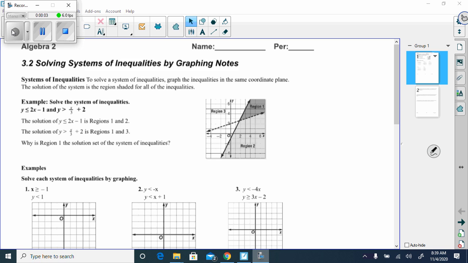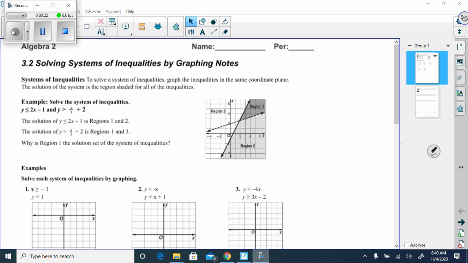Inequalities. So we've been solving systems of equations, so with the equal sign. Today we're going to be doing it for inequalities. So we're going to start with graphing them. Remember, when we graph inequalities, we have to think about two things. Should my line be dotted or solid? And should I be shading above or below?